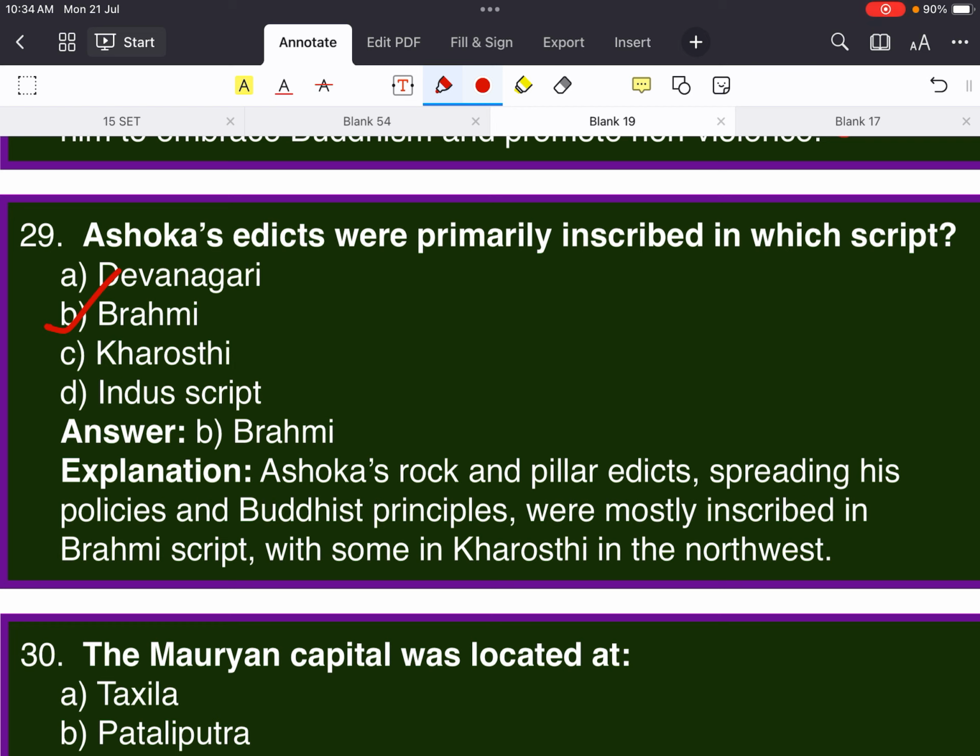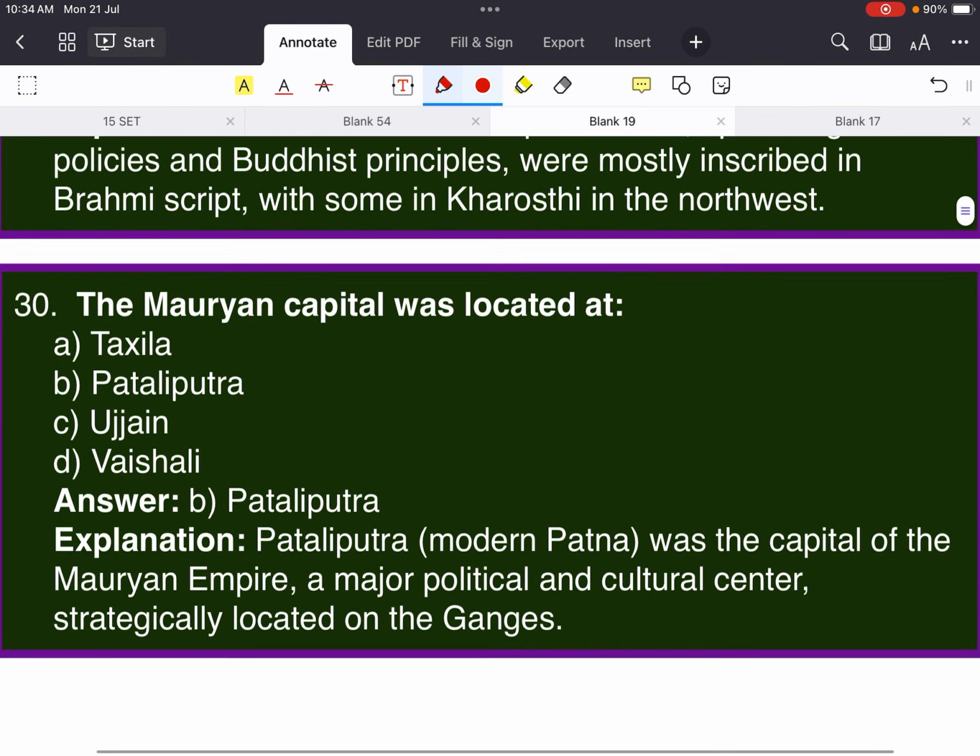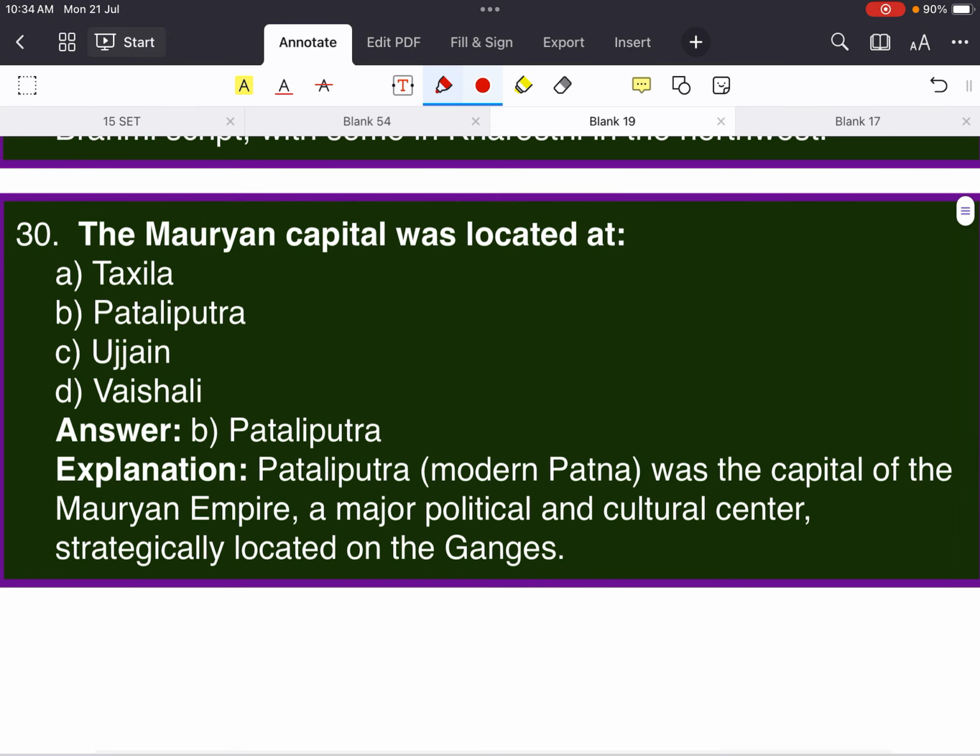Ashoka rock and pillar edicts spreading his policies and Buddhist principles were mostly inscribed in Brahmi script, with some in Kharoshthi in the northwest. Question number 30. The Mauryan capital was located at Patliputra. Option B. Patliputra, modern day Patna, was the capital of the Mauryan Empire, a major political and cultural center and strategically located on the Ganga.